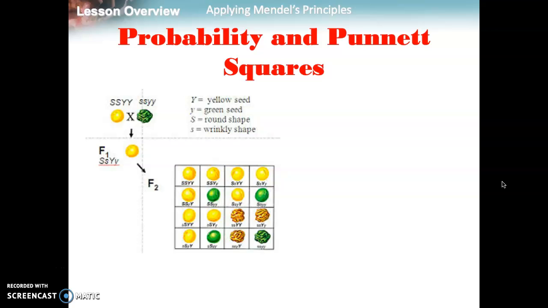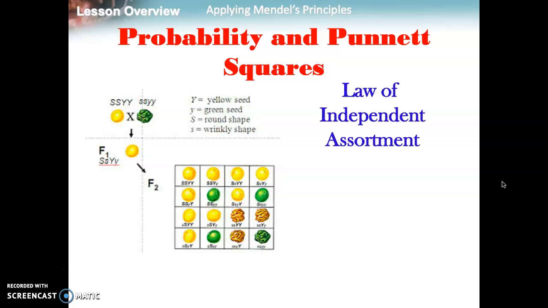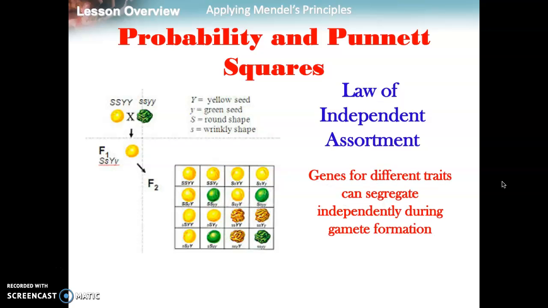Now, something you need to know, and something that comes into play here, going back to Mendel, is the law of independent assortment. And what does that law of independent assortment tell us? It tells us that one trait has no bearing on the outcome of another trait. In other words, genes for different traits can segregate or separate independently during gamete formation. And again, this gamete formation occurs during meiosis.